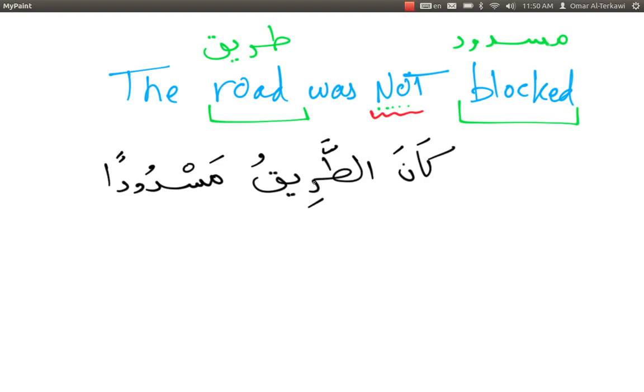Now I'm going to add "not" to the sentence. What happens? Well, we will have to keep everything the same except كان. We'll have to change كان to لم يكن. And just to make sure that you don't confuse, this is فتحة. لم يكن الطريق مسدودا. It's supposed to be لم يكن.